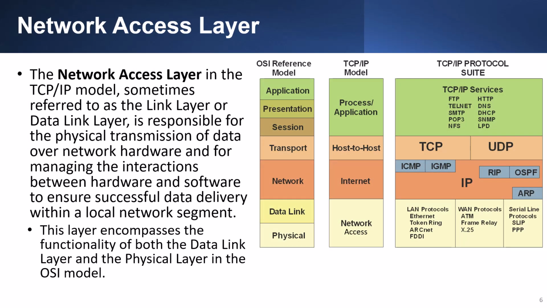The network access layer in the TCP/IP model, sometimes referred to as the link layer or data link layer, is responsible for the physical transmission of data over network hardware and for managing the interactions between hardware and software to ensure successful data delivery within a local area network segment. This layer encompasses the functionality of both the data link layer and the physical layer in the OSI model.